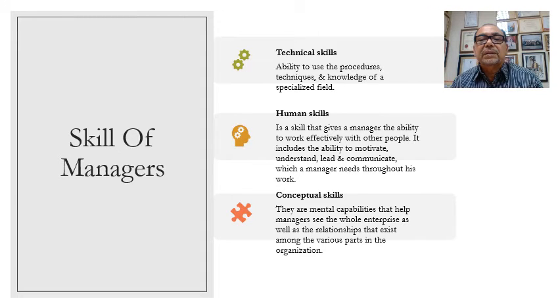So this is quite a tough job as a manager, on the human skill quality as a manager, to produce the product in order to work together with the people to achieve the goals. Conceptual skill is the mental capability that helps managers see the whole enterprise as well as the relationships that exist among the various parts of the organization. In an organization, they have so many sections: the manager section, the technical section, the production section, finishing section, marketing section. So as a manager, they need to understand all these kinds of sections.